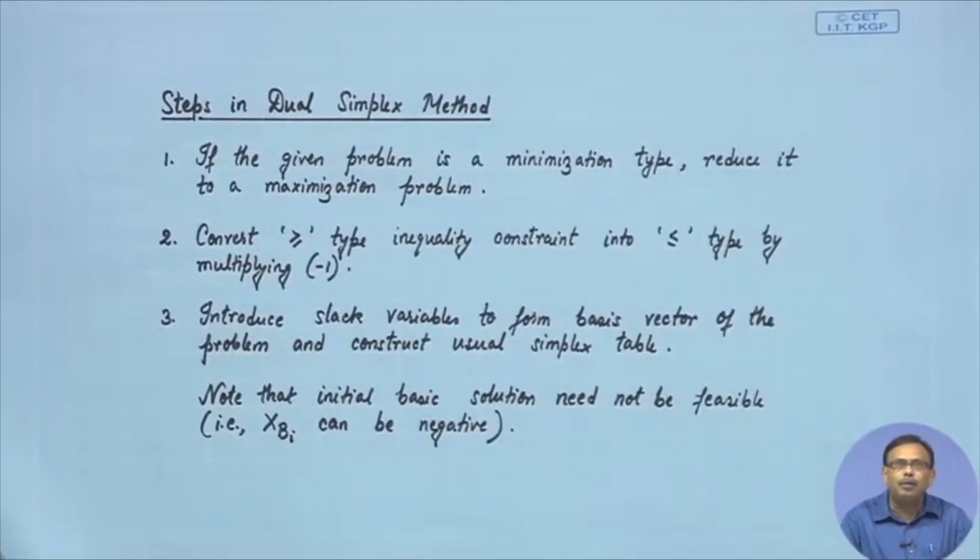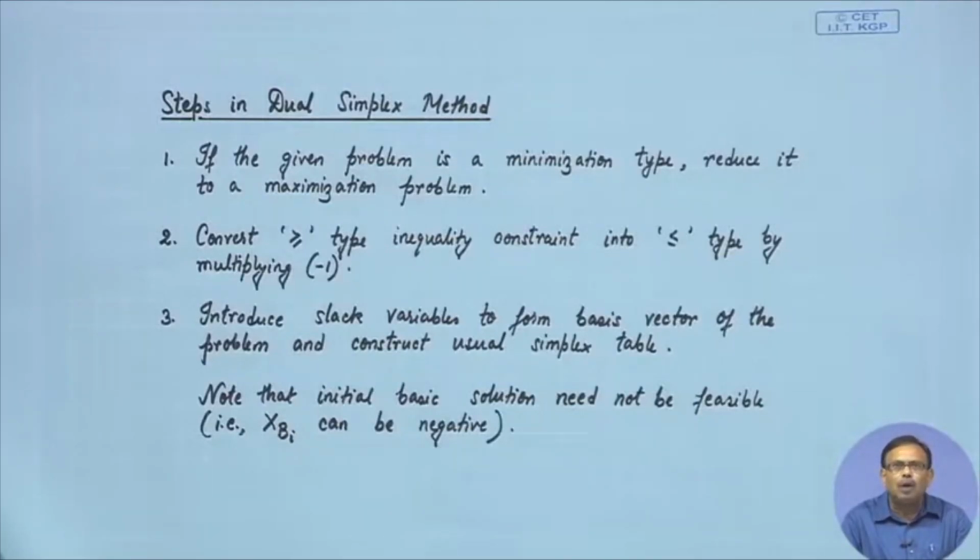If the given problem is a minimization type, then reduce it to a maximization problem. As we have seen, whenever we write any general LPP, first we write it in the standard form. The standard form was maximize z equals Cx subject to Ax less than or equal to B. Here also, point number 1, if the given problem is a minimization type, then reduce it to a maximization problem.